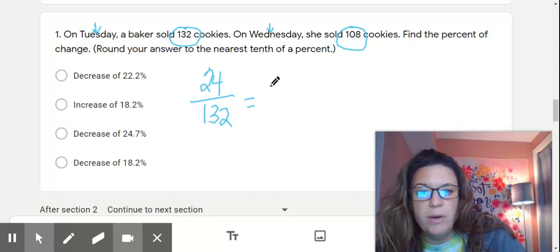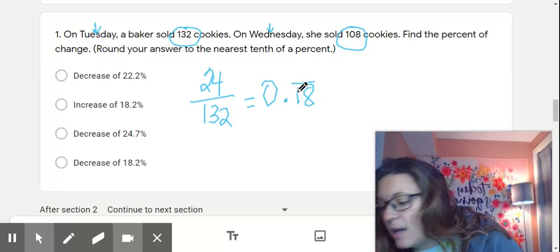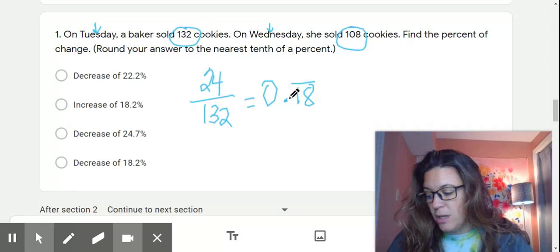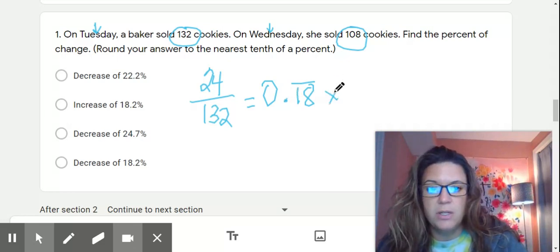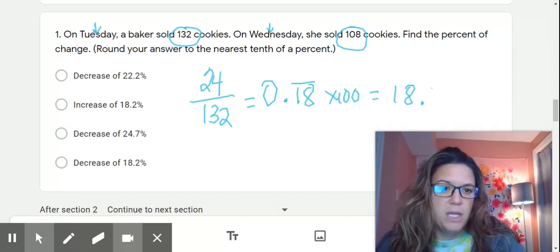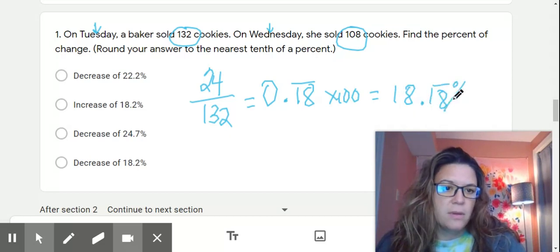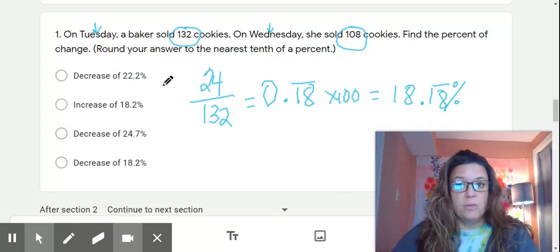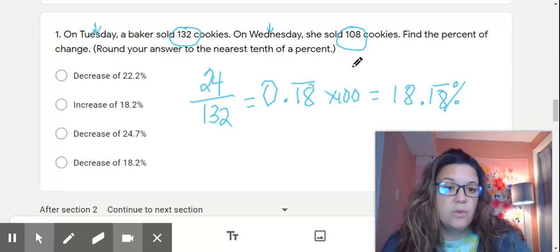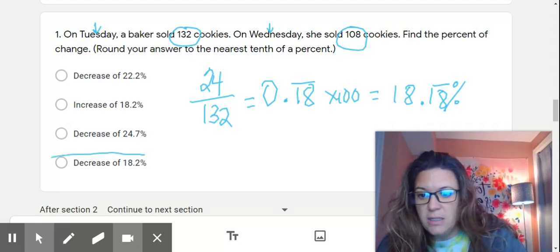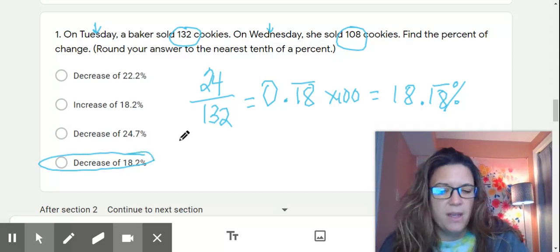And I get 0.18 repeating. And that goes on forever, but this isn't the percent, right? We got to multiply it by 100 on the calculator. So times 100. And that gives me 18.18% repeating. And then I asked myself, was this an increase or a decrease? Well, it went from 132 to 108. So this was a decrease of 18.18%, which is D, or the last one.